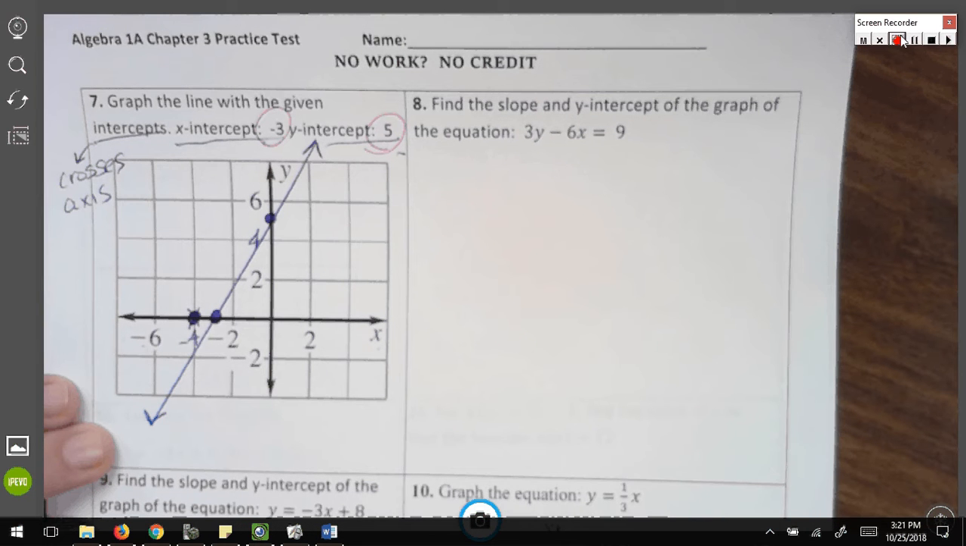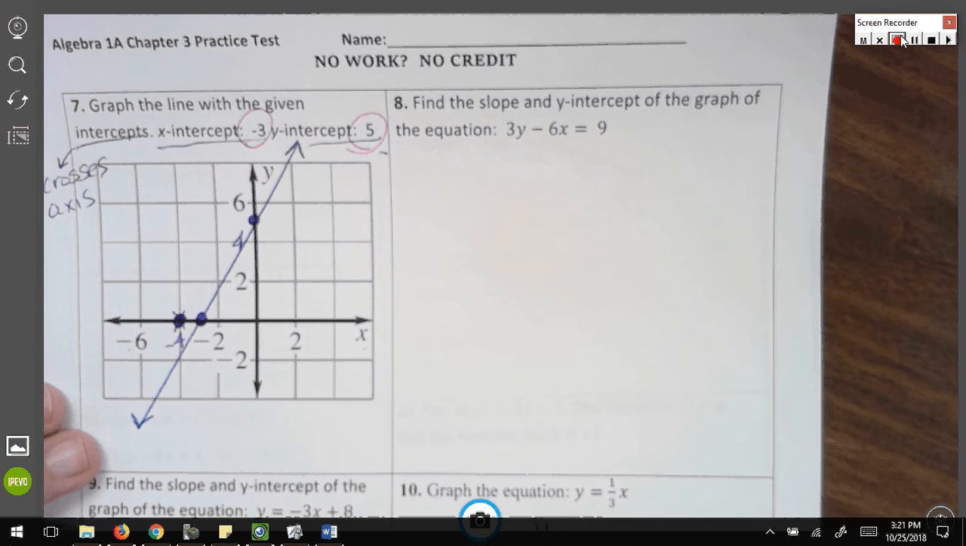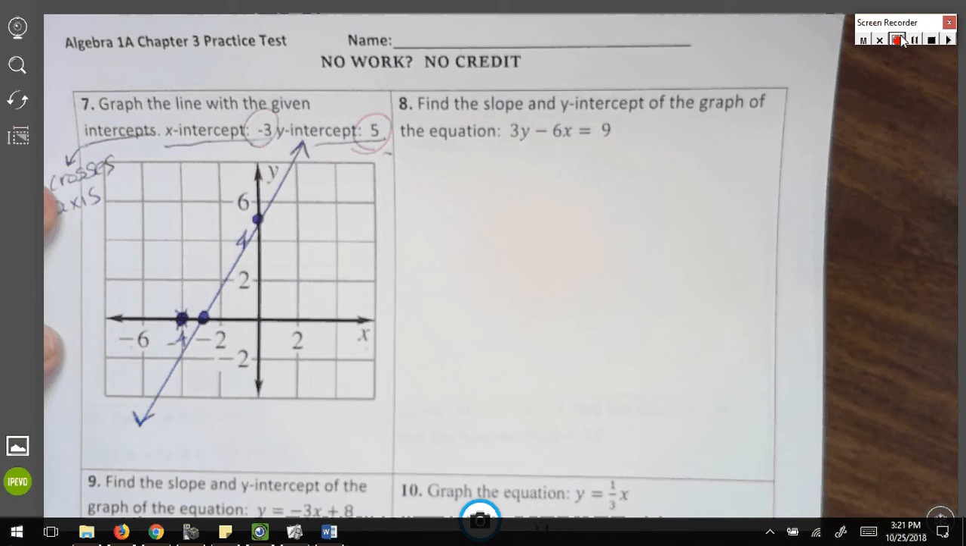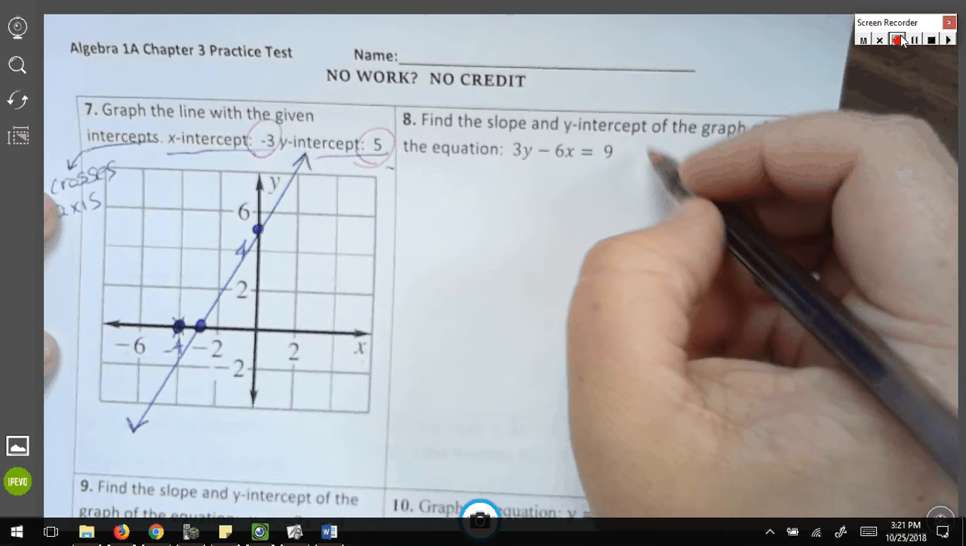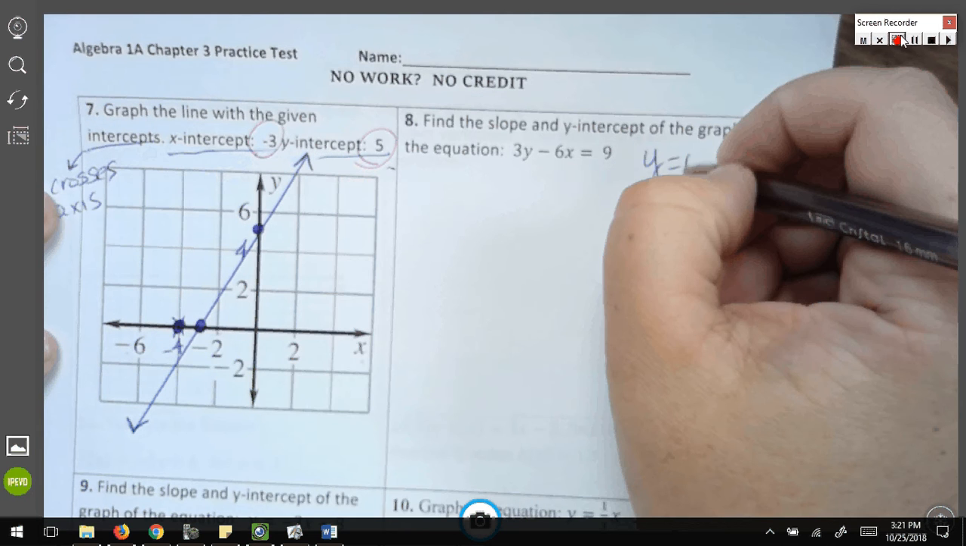All right, let's look at number 8. Find the slope and the y-intercept. So to find slope and y-intercept, what I want to do is put this equation in slope-intercept form.